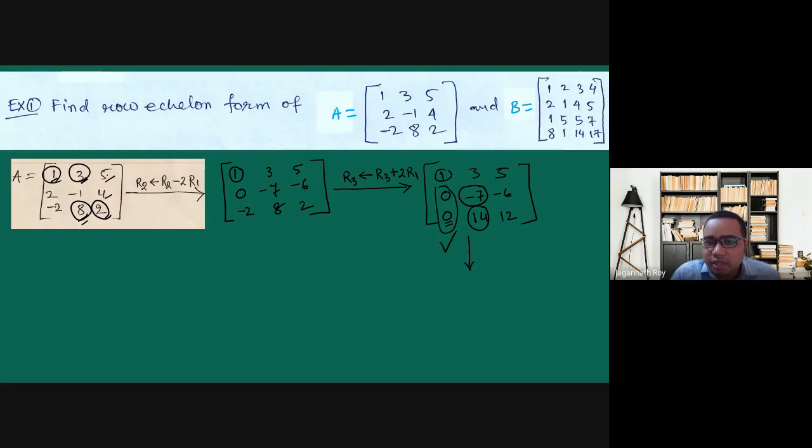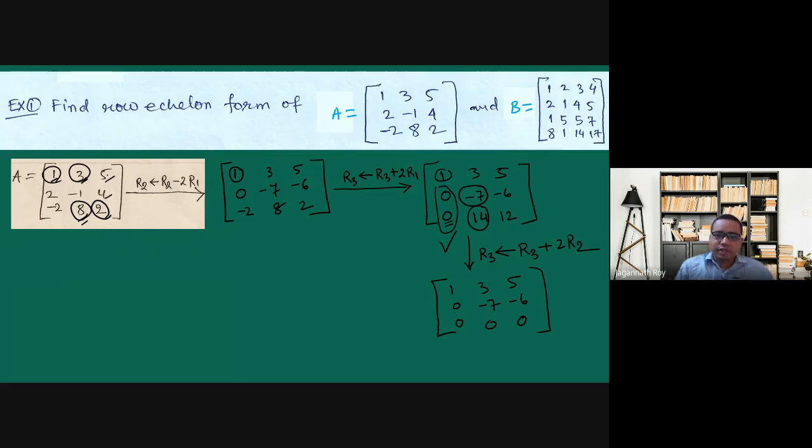We can do it by replacing R3 as R3 plus 2 into R2. So it will become 1, 3, 5, 0, minus 7, minus 6, and 0. So 14 minus 14 plus minus 14, so it will be 0. 12 plus minus 12, so again it will be 0.